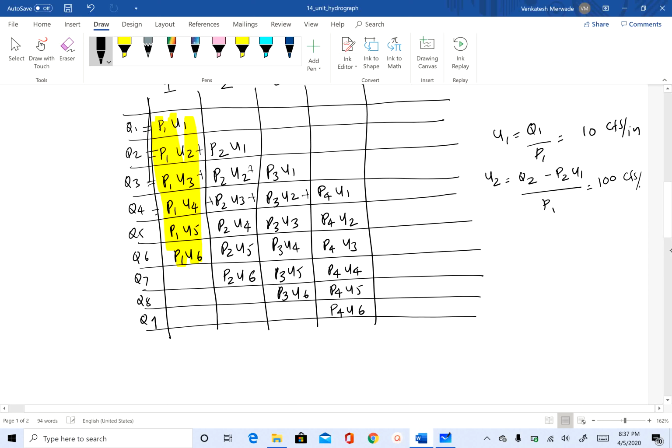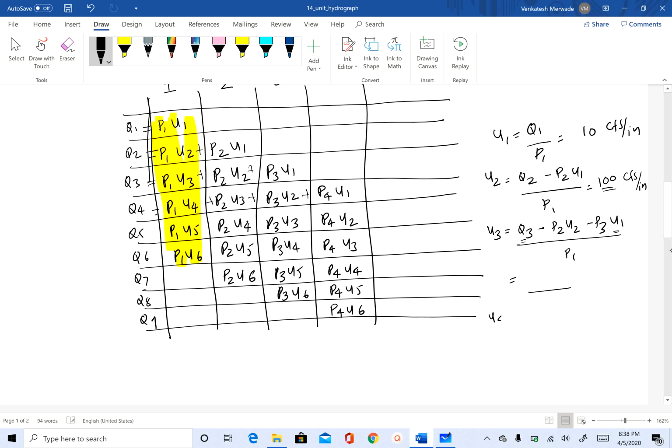100 CFS per inch. Then U3 will be Q3 minus P2U2 minus P3U1 divided by P1. In this case, P1 is equal to 1 inch, so even if you don't write P1 here for the denominator, it should not make any difference. But just to be consistent and correct, I'm writing P1 as the denominator. So you have Q3, you know what P2 is, U2 is 100, U1 is 10, so you solve for U3 and you get a value.